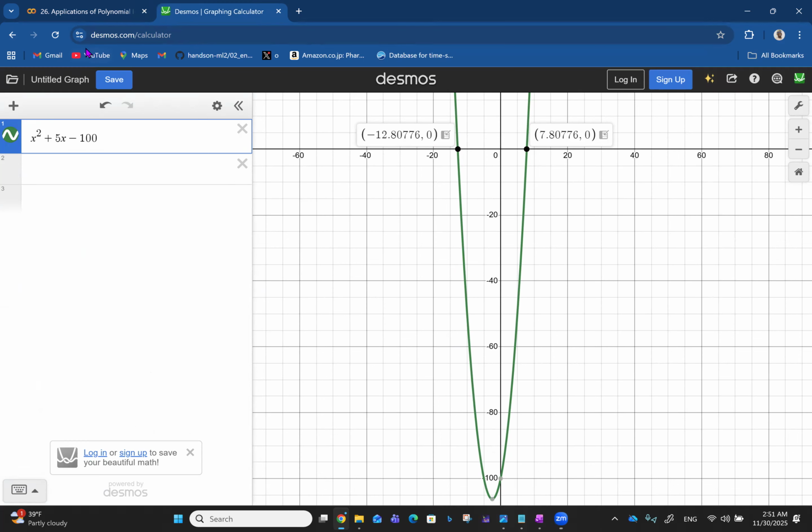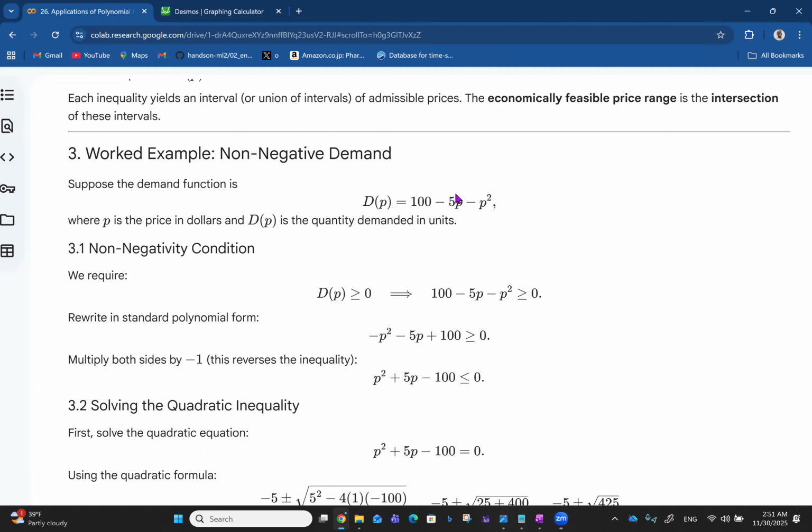That's 7 point something. The reason we rejected the other one is that even if we put 7 here, that's 5 times 7, 35, and 7 times 7, 49. 49 plus 35 is 84. 100 minus 84 still makes sense. Okay, maybe if we use the proper thing. We need positive price, by the way.